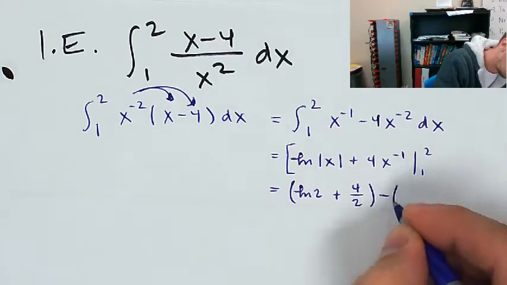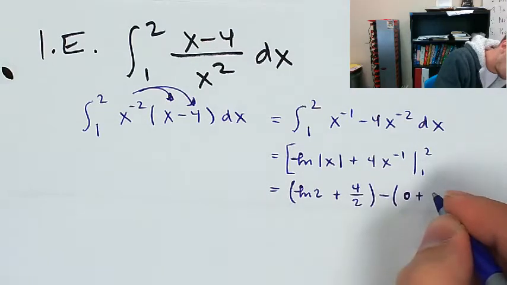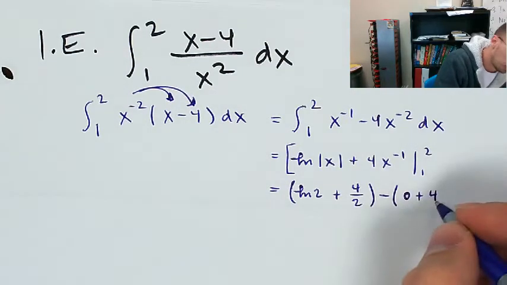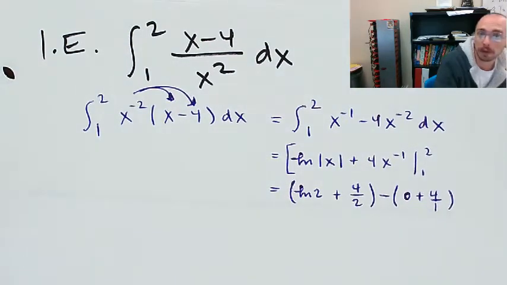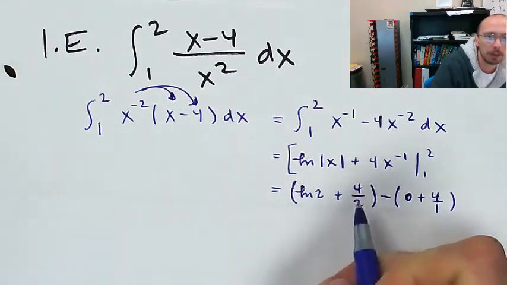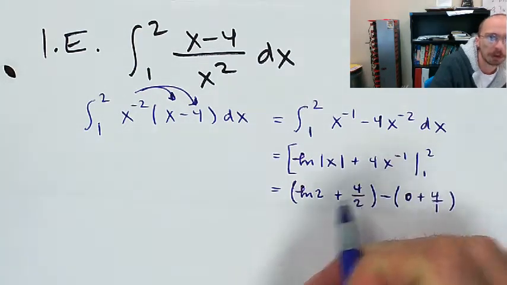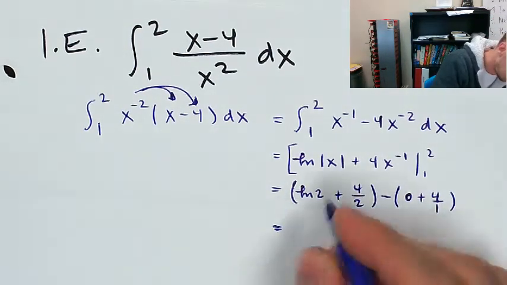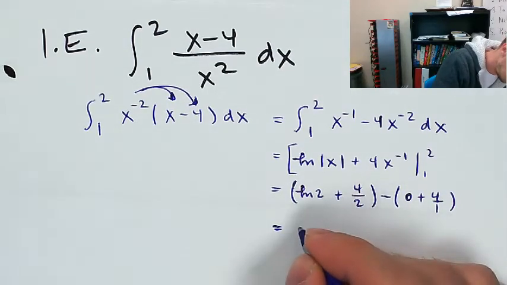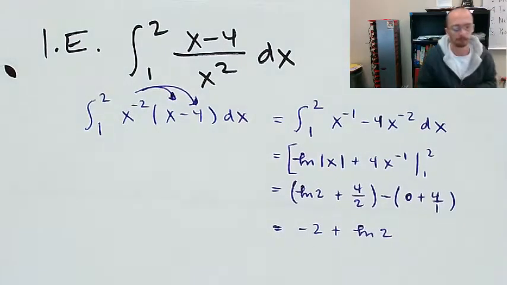Minus, when I plug in 1, I'll get log of 1, which is 0, plus 4 divided by 1. 1 to the negative 1 is 1 over 1. And so I've got log of 2 plus 2 minus 4, which is going to be log of 2 minus 2. Negative 2 plus the natural log of 2. Okay, and that one didn't require partial fractions.